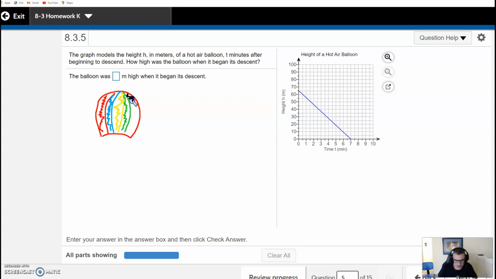So here is the balloon part, and then it usually has some ropes come down here, and then we have a basket. There's my basket, and then we have Dorothy. I'm making Dorothy. There she is. There's Dorothy inside the basket.